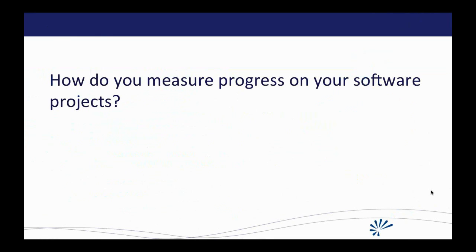All right, so I like to start with this question. Think about how you measure progress on your software projects right now. What are some things you use in your team? Do you use anything? Are you thinking about maybe velocity? That's a common one in the Scrum world. Or number of defects, number of tests passing. How about budget? Is that one of them?